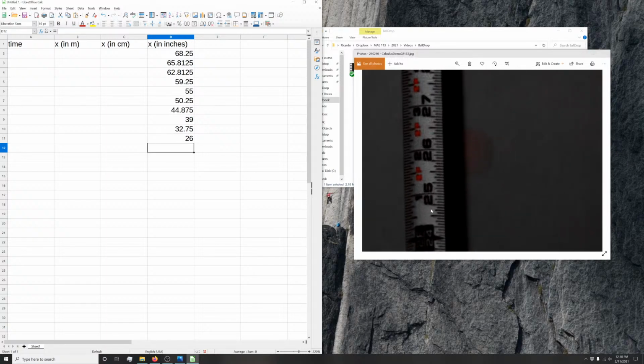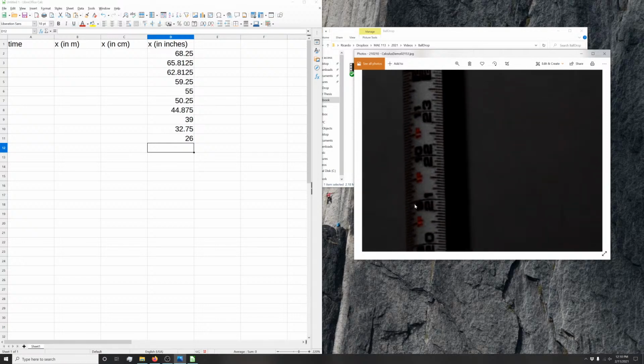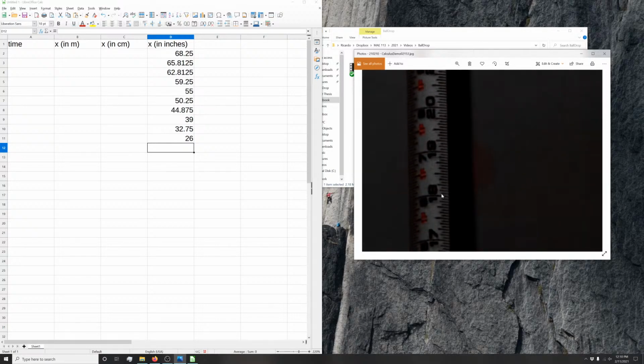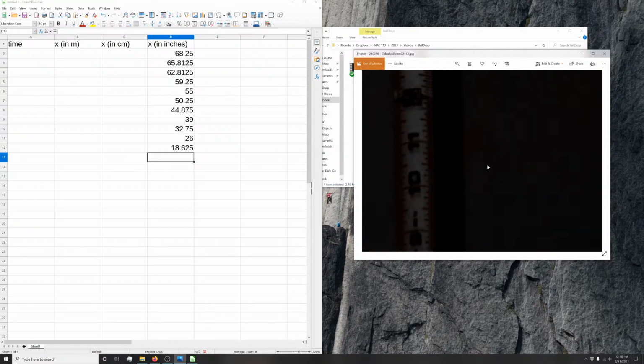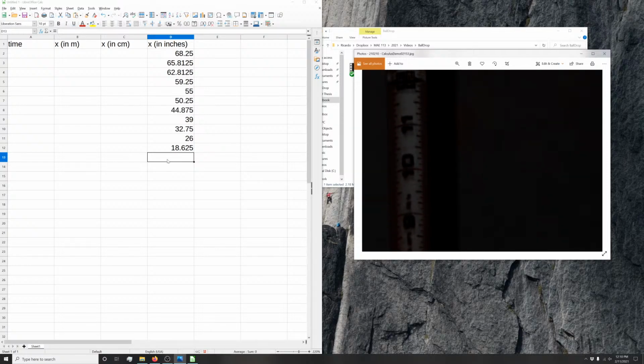And that's about 26. And we're getting a little dark. Let's say that's about 18 5/8. So just going over here, 625. And do we get one last data point? Ooh, that's pretty dark. I don't think it's coming through very well on the camera, but it's about 11. Okay, so I can close that.